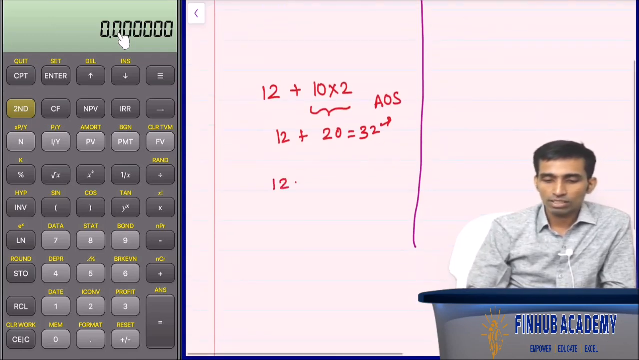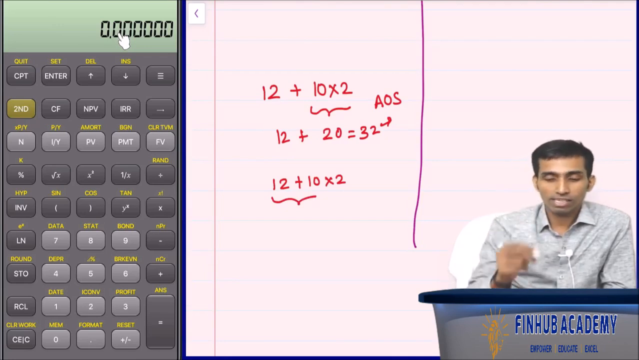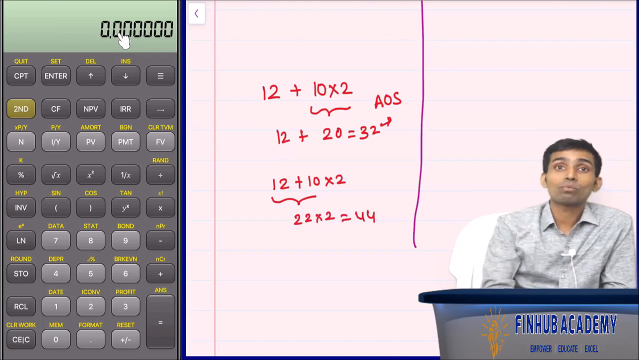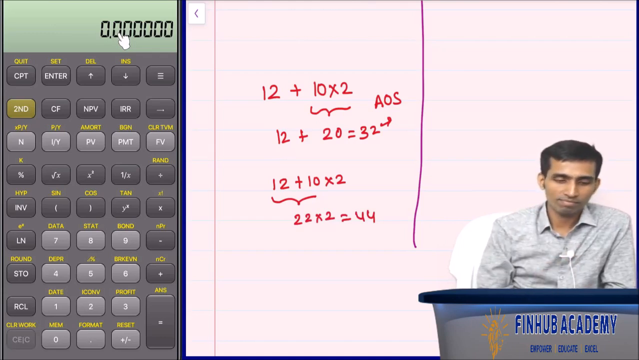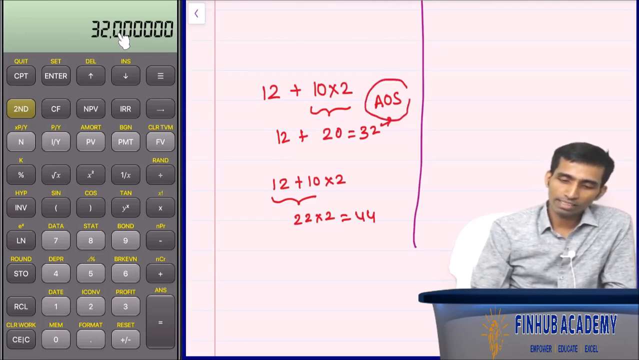Another way of doing it is like this, which is actually not mathematically correct, but what the calci understands is it will go in a sequence, how you are pressing the calci. So 12 plus 10 and then multiply by 2, so it becomes 22 into 2, 44. Correct? Now let us check what answer we are getting when we press 12 plus 10 into 2 equals. See, I'm getting 32. That means my calci is operating correctly in the AOS.